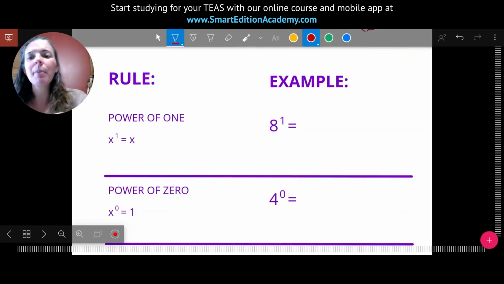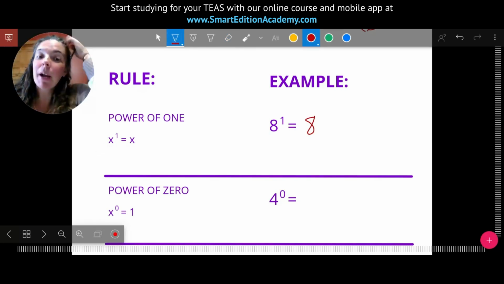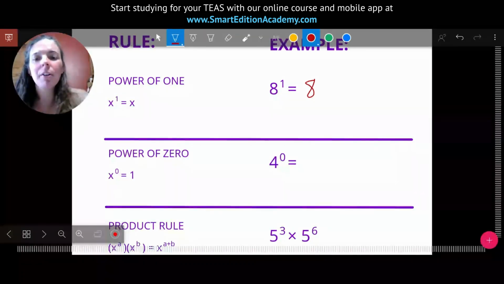So the power of 1 rule basically means any base, okay? Any number raised to the power of 1 is always the same number. So 8 to the 1st power would just be 8. Okay, it doesn't matter what your base is. Anything to the 1st power is just that same number. Okay, the power of 0 rule says anything to the 0 power is equal to 1. So any base, doesn't matter what it is, to the 0 power will always be 1. So 4 to the 0 is equal to 1.